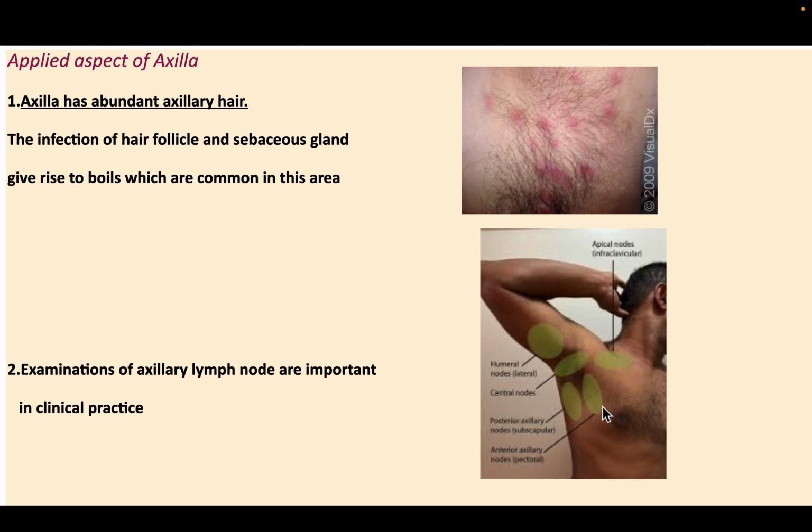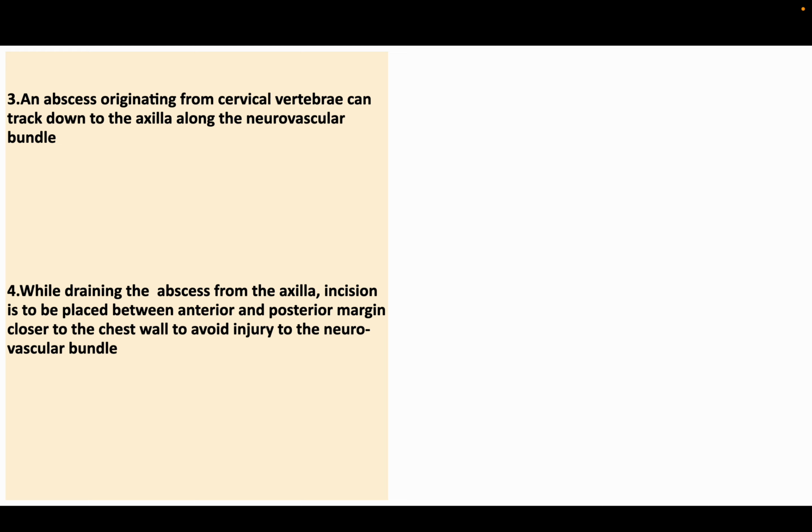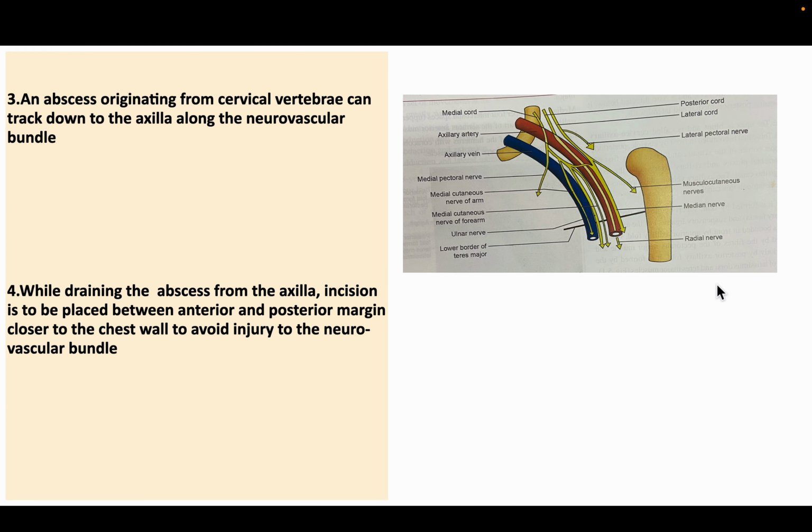So this is the anterior group, this is the posterior group, this is the apical, this is central and this is the lateral group. Then an abscess originating from cervical vertebra can track down to the axilla along the neurovascular bundle. So the deep cervical fascia continues in the upper limb for some distance as axillary sheath enclosing this neurovascular bundle. So the pus which is arising from the cervical vertebra can come down to the axilla.